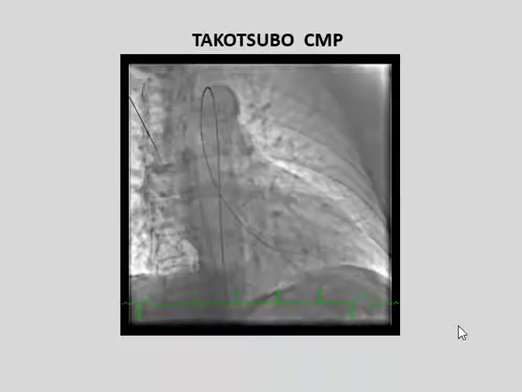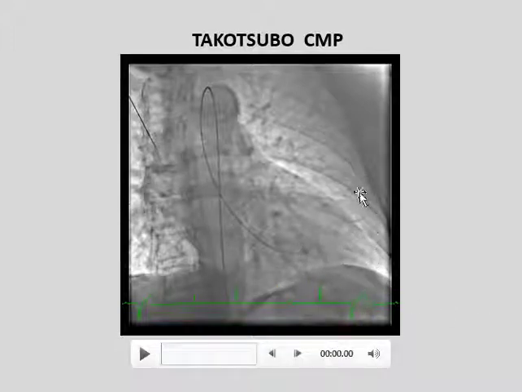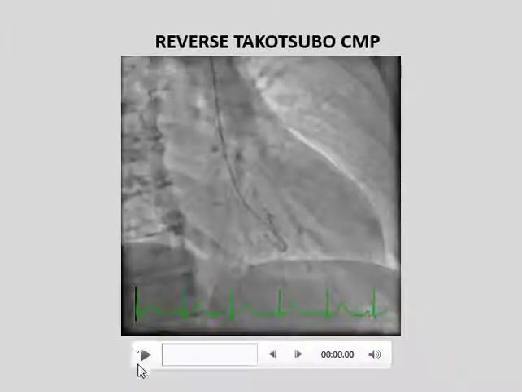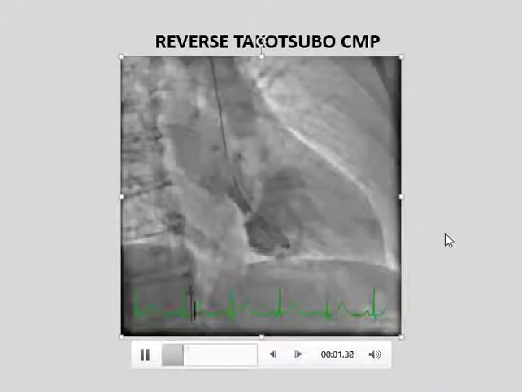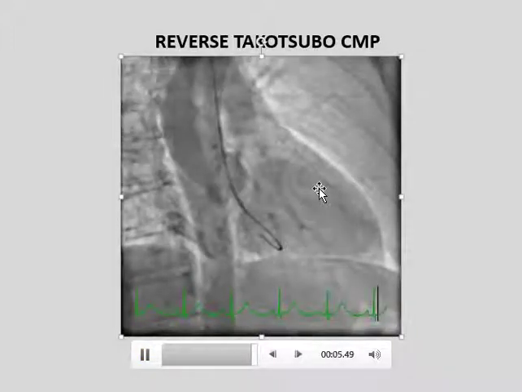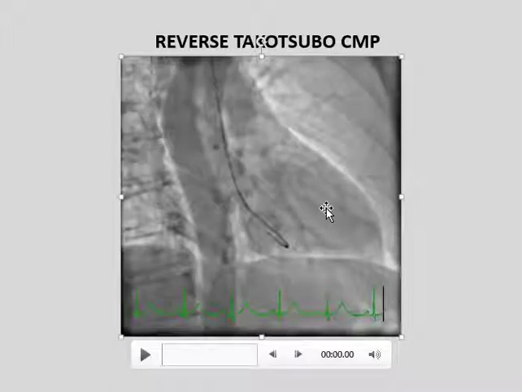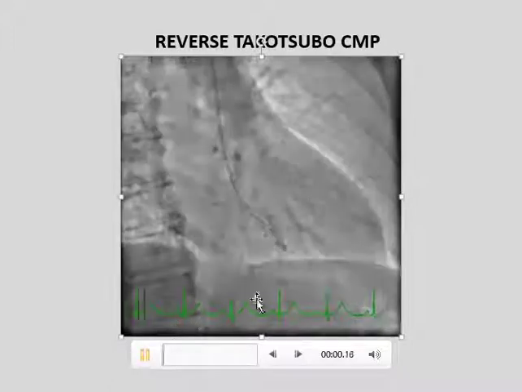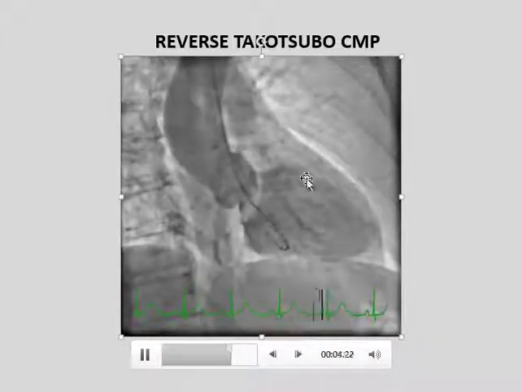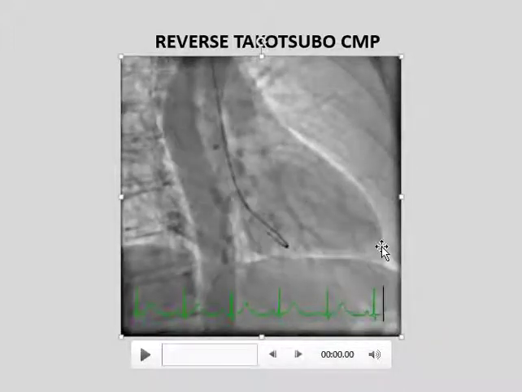There is a condition also called reverse takotsubo, where instead of the apical portion of the heart being ballooned, it's a reverse. Easier to see it than to explain it. This is also a takotsubo, but here you can see the apex is contracting and the base is not. It's a reversal of the previous situation.